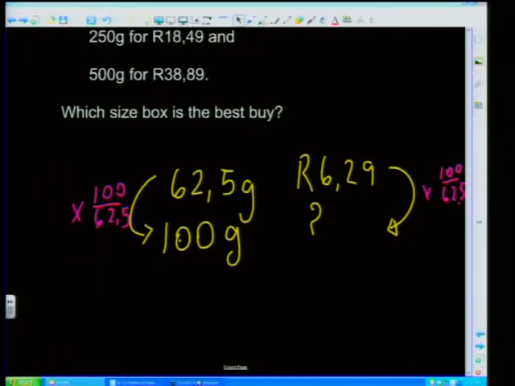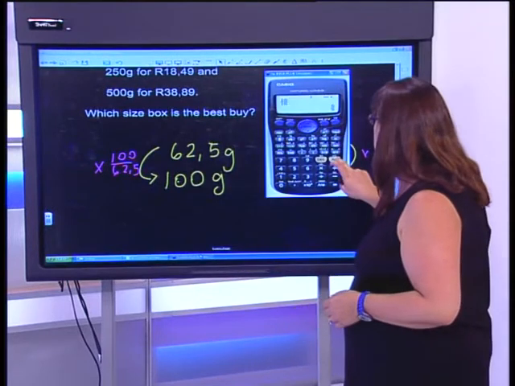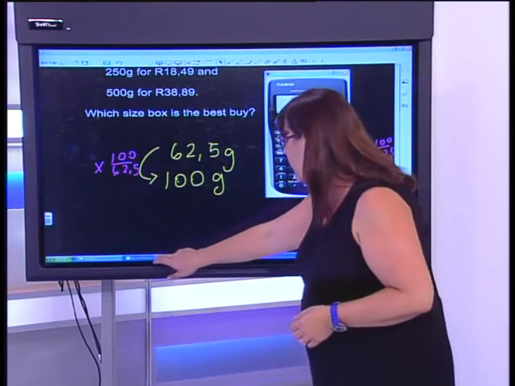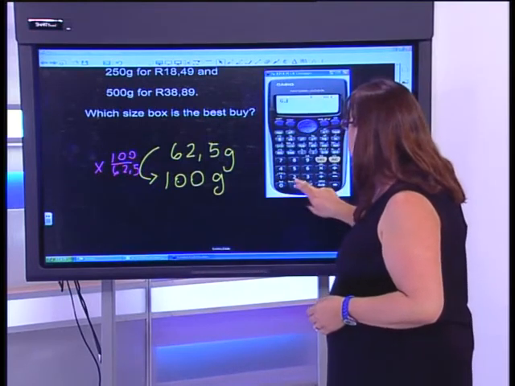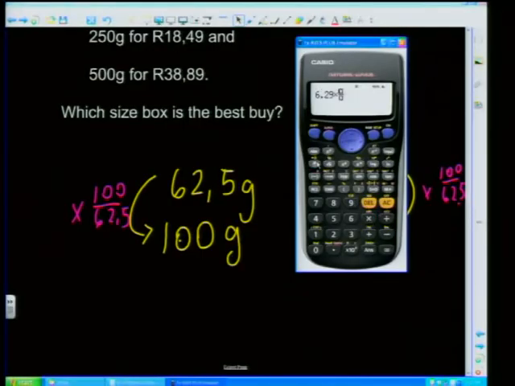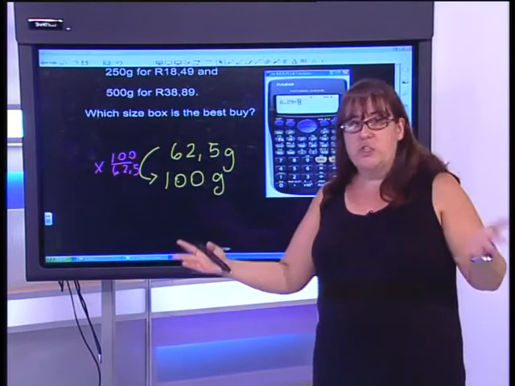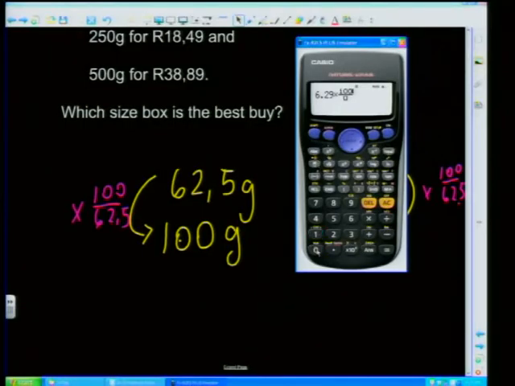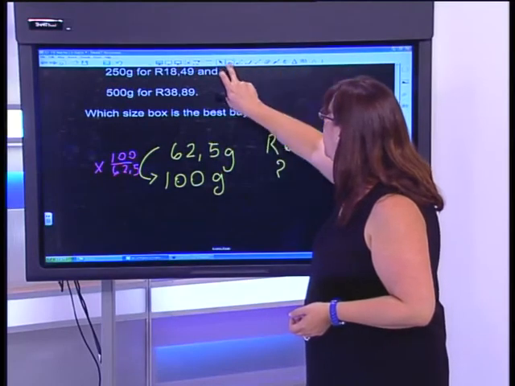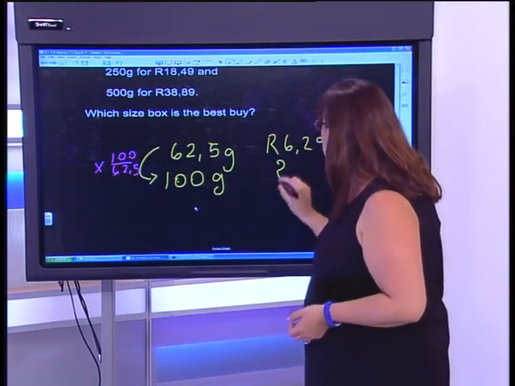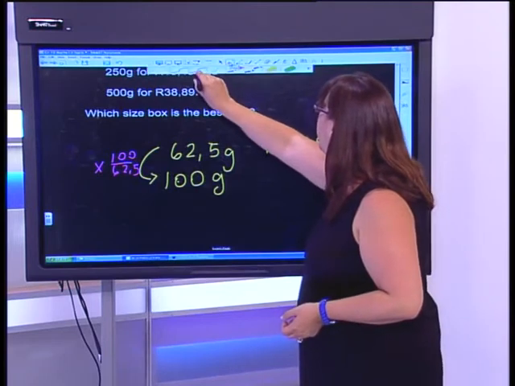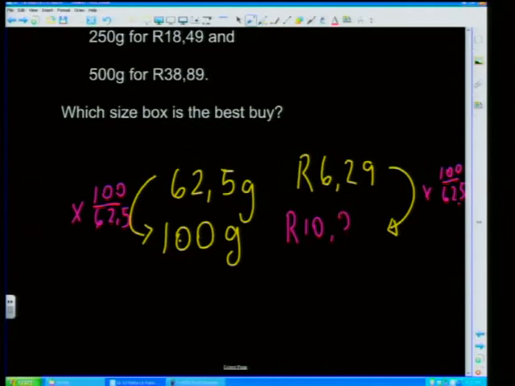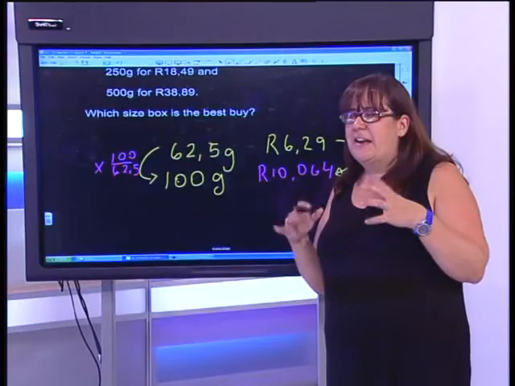So now let's find our calculator and do this calculation. It was R6.29. I'm going to times it by, and I can use my fraction button, and if you're using a non-scientific calculator, well then just times, press equals, and then divide, you should be fine. So 100 over 62.5, and we get an answer of 10 Rand, 0.064 cents. So it actually works out to 10 Rand, 0.064.